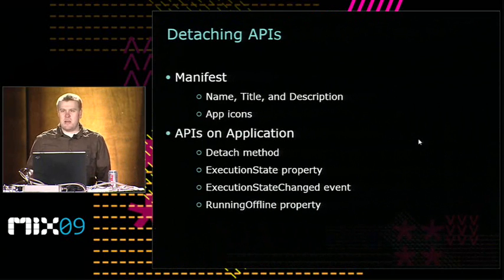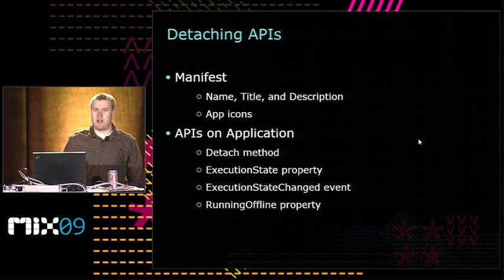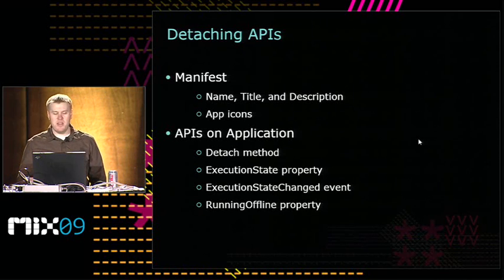So let's talk about the types of things you can do to basically enable your app to be available offline, and some things you can do in the application once your app is running offline or available. The key thing that Silverlight looks for in an application to know whether or not it's available for offline is in the manifest.